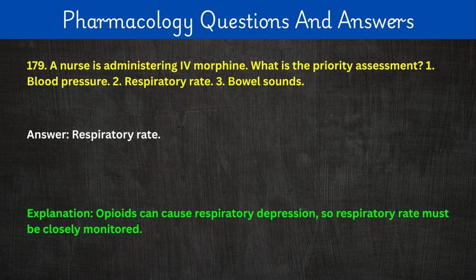179. A nurse is administering morphine. What is the priority assessment? 1. Blood pressure. 2. Respiratory rate. 3. Bowel sounds. Answer: respiratory rate. Explanation: opioids can cause respiratory depression, so respiratory rate must be closely monitored.